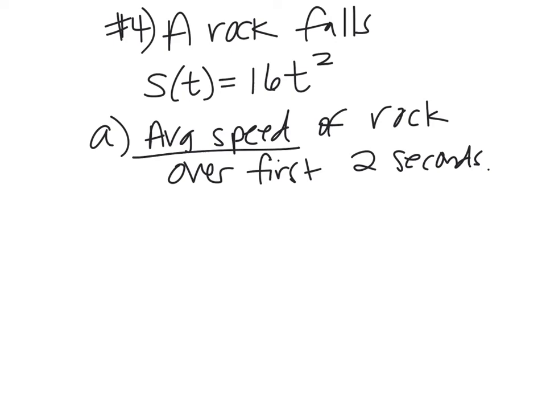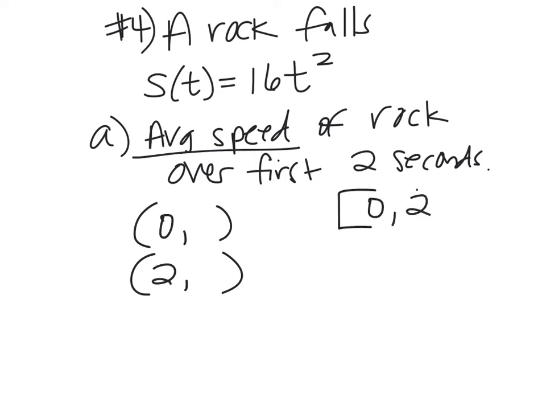So what you're going to do is this. You're going to find 2 points. You're going to find the point when x is 0, and then you're going to find the point when x is 2. So over the first 2 seconds would be from 0 to 2, that interval. It's almost like the ones in the book last night, 0 to 2, okay? So when you plug 0 in, you get 0. And then when you plug 2 in, you get 64, okay?